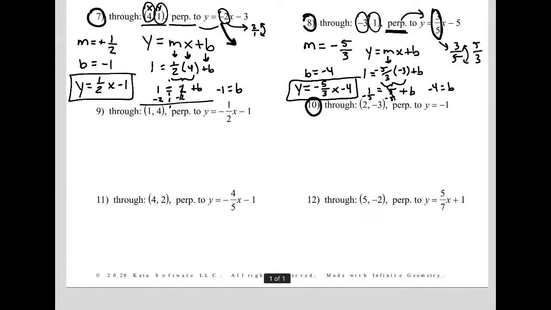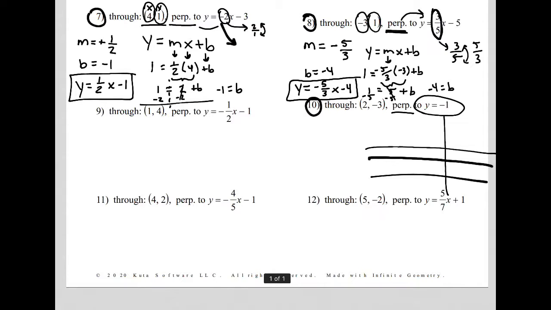Number 10, we're writing the equation of a line that's perpendicular to y equals negative 1. So here's a case where it's y equal to a number. But notice, y equal to negative 1, I'm just drawing a quick sketch. You guys don't have to draw these, I'm just trying to give you a visual of what we're doing here. So y equals negative 1 would be somewhere down here. A line perpendicular to that, notice it's not going to go the same slope because that'll be parallel. A line perpendicular to that would go vertically.